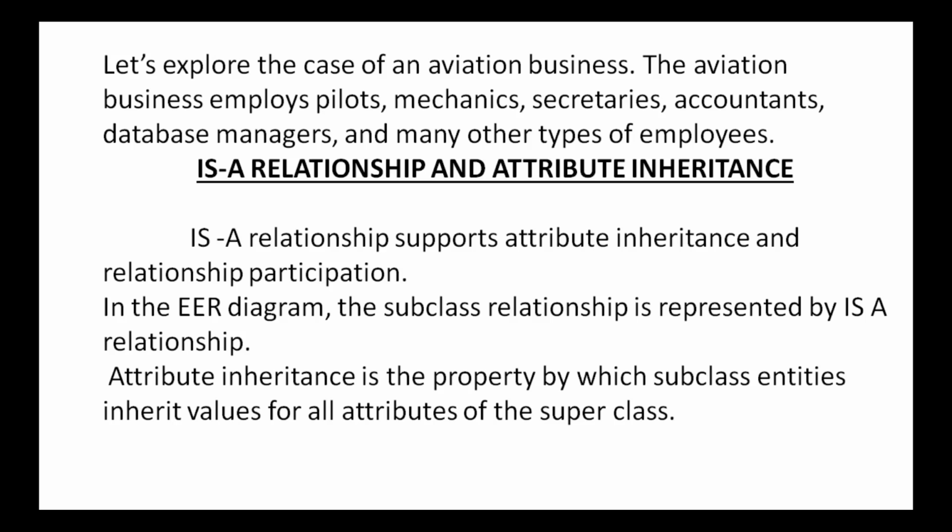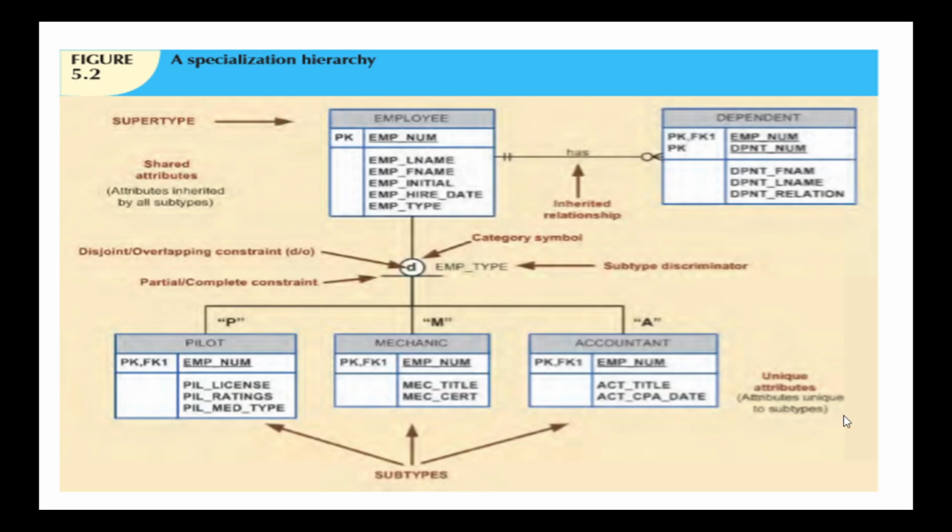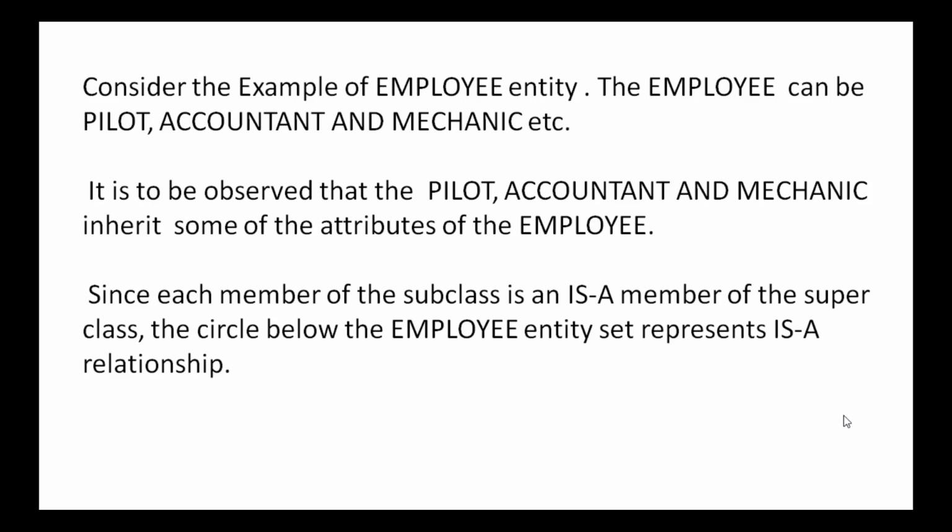Just see this diagram once. The employee is a pilot, the employee is a mechanic, the employee is an accountant. The subclass relationship is represented by the ISA relationship.